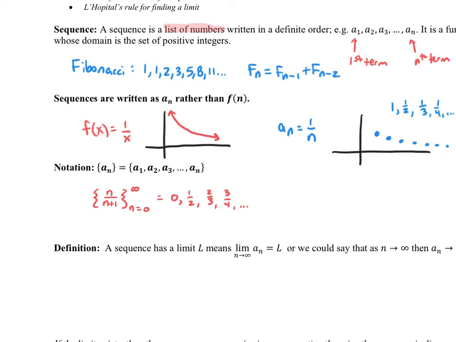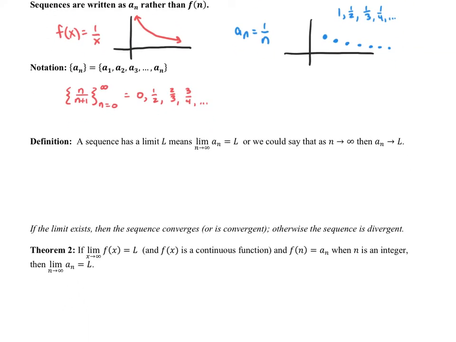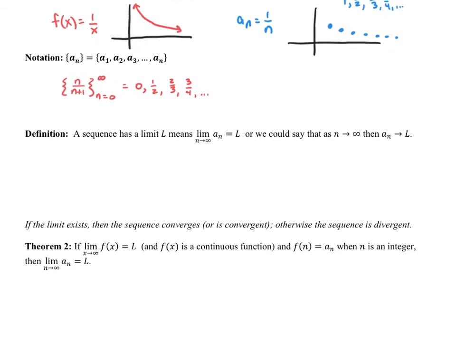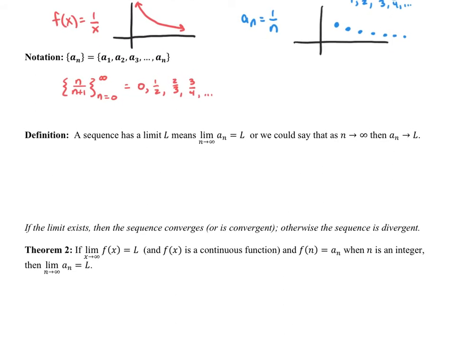Again, this is a sequence. When we start talking about series, you'll see the sigma notation, which we'll get into. Okay, so this is the sequence right now. Here's a definition. We have a sequence that has a limit L, which means that the limit as n goes to infinity of the particular sequence is equal to L. Or we could say that as n gets larger, the sequence approaches a value L.